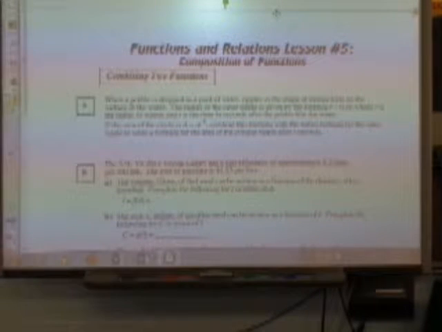The composition of functions. The easiest way to explain this is to think of it as a double substitution. So we're going to take one, substitute it into one function, and then take that and substitute it into the other function.